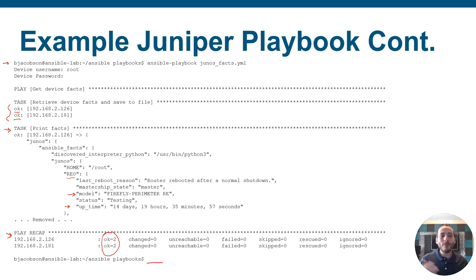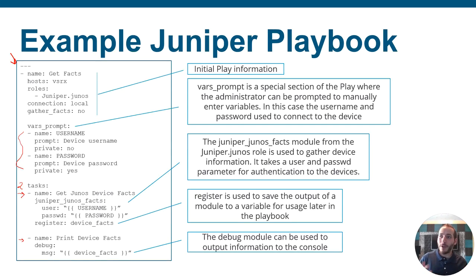Great, so that's an overview of the structure of a playbook. I would make sure you're very familiar with the structure of a playbook and the needed items here. You do need to have a name and a list of hosts that it's executing against. You need to import a role, and your connection with Juniper devices will always be local, and you will always set gather_facts to no, because we are not needing to gather the facts of our local Ansible management node.